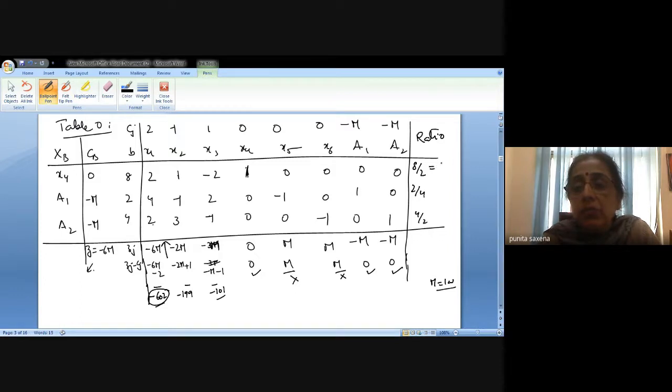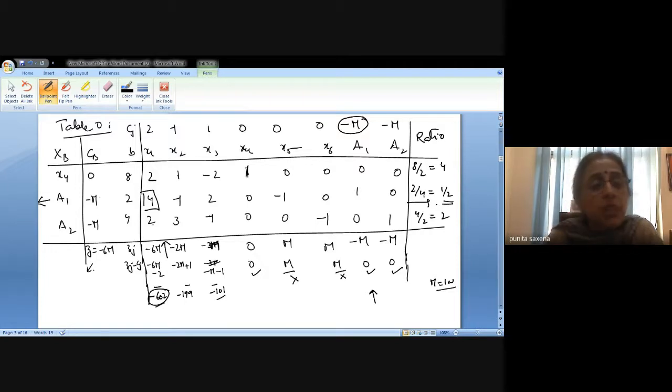So 8 by 2 means 4, half, and 2. So which one is minimum? Half. So that means what? A1 leaves the basis. So what is your key element now? 4. Is this okay? Now, the point is that if A1 has left the basis now and this ratio was half, and because of this coefficient here, the corresponding value of Zj minus Cj in the next step would be so high that it will never be able to enter the basis again.